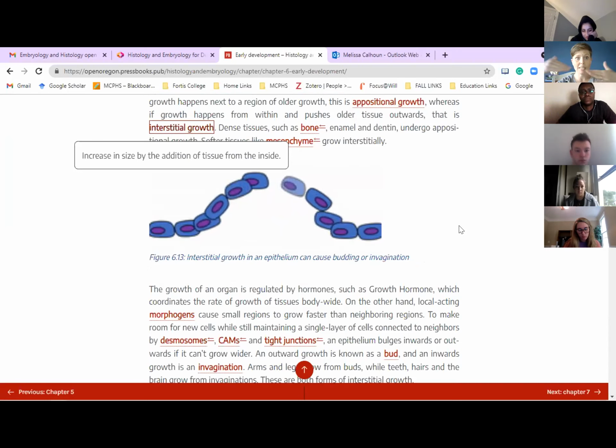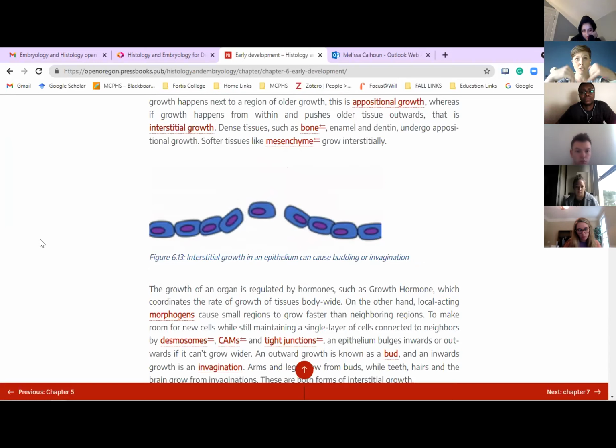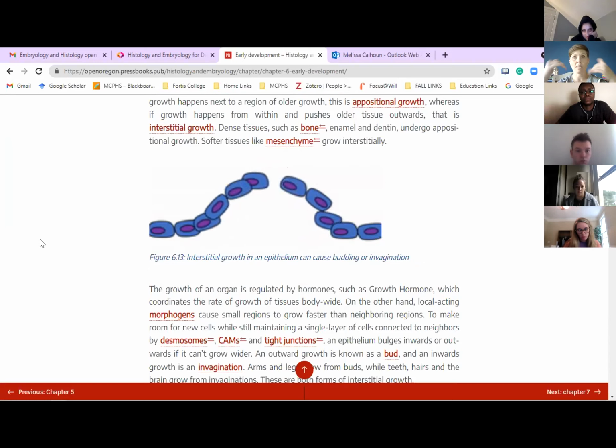Here's a great representation of when it starts to cause budding, or the invagination, when it starts to bend in or make the different.